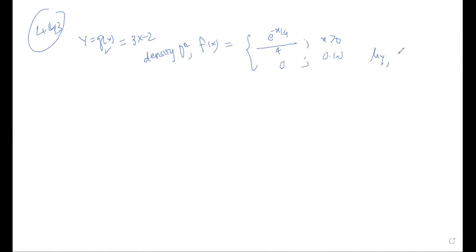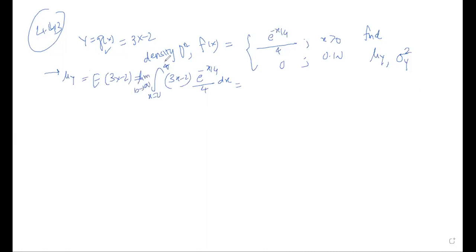That means you need to find mu of Y and you need to find sigma square of Y. Find the mean and the variance for the random variable Y. Okay, sounds good. So here you can see mu of Y is equal to the expected value of 3x minus 2, and that is equal to the integration of (3x minus 2) times e to the power negative x by 4 divided by 4 dx, with x ranging from 0 to infinity. You have to be careful because it's an improper integral. So I would say something like this: limit as b tends to infinity, with the integral from 0 to b.